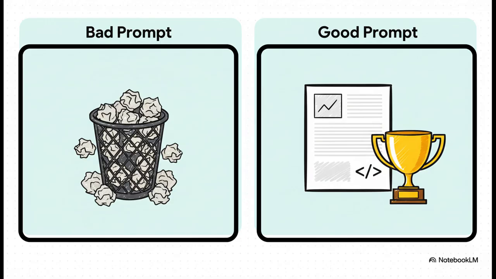The bad prompt gives you a generic 300-word summary that's basically unusable. The good prompt, on the other hand, delivers a 1,200-word, technically accurate, publication-ready article, complete with code examples, and it's tailored perfectly to the audience we specified.